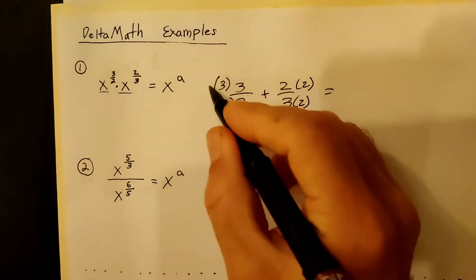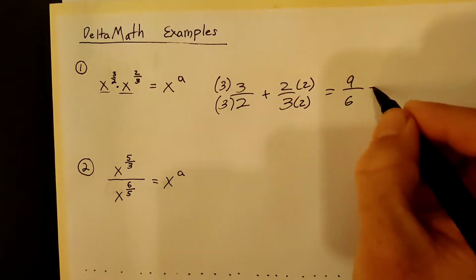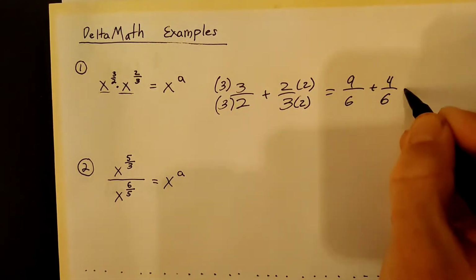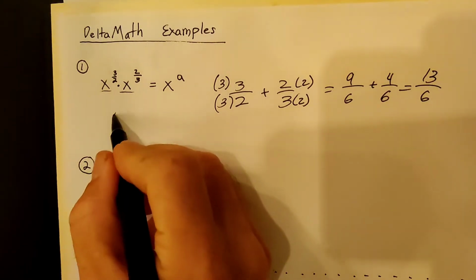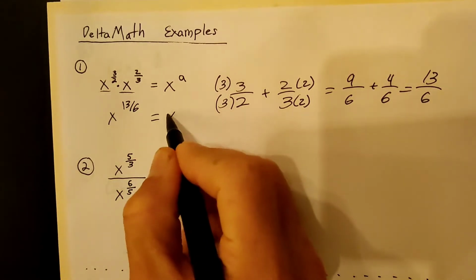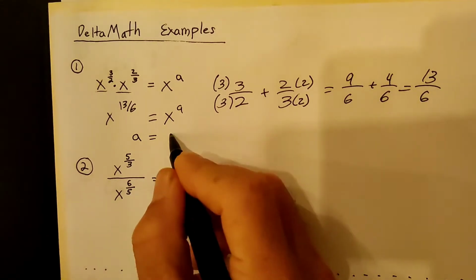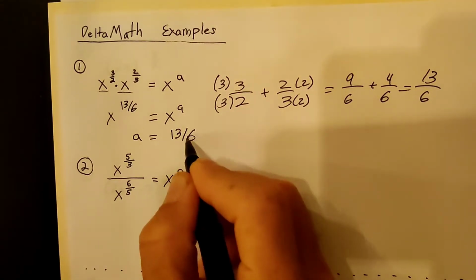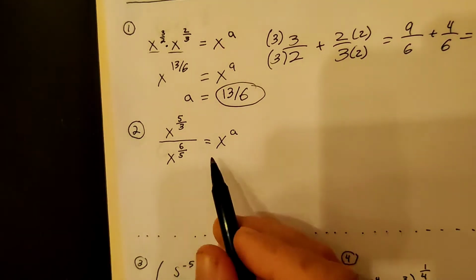Alright, so that gives us 9/6 plus 4/6 equals 13/6. Alright, so we have x to the 13/6 equals x to the a. So we're just going to enter into Delta Math, y'all, what a equals, which is 13/6. Alright, so that's all we enter, is just that part, 13/6. Alright, number 2. Same idea, right?